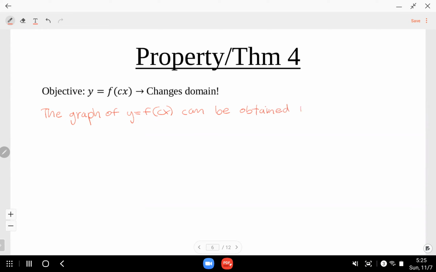by stretching or compressing horizontally by a ratio.